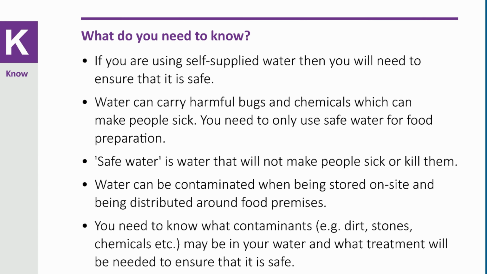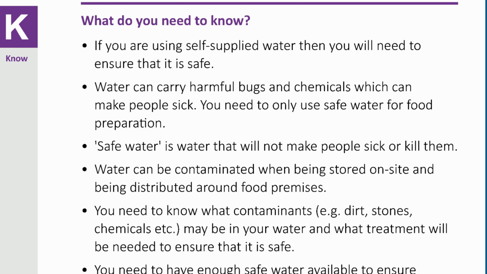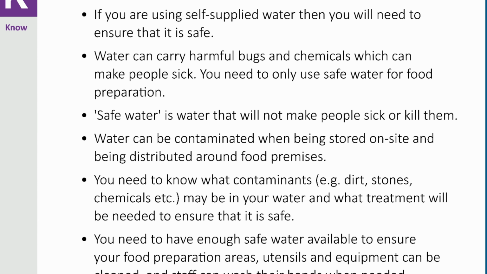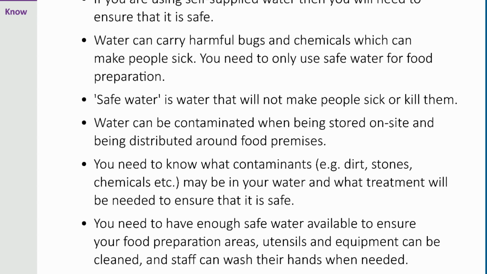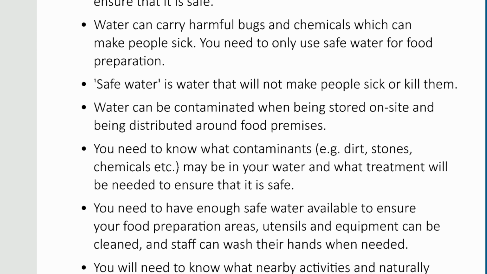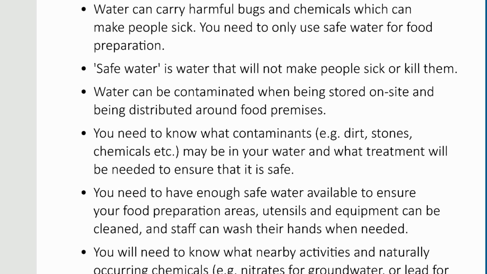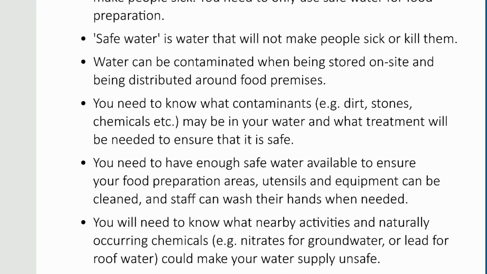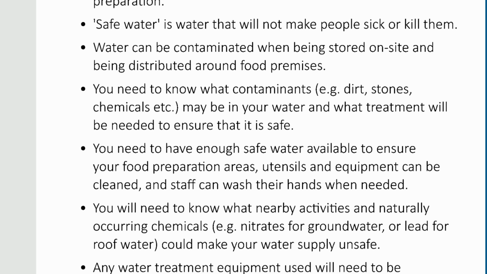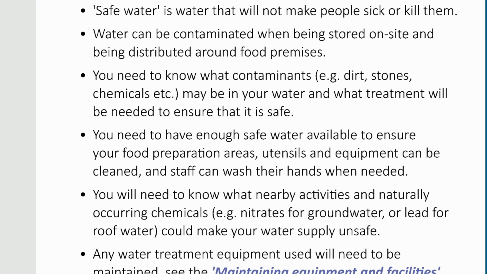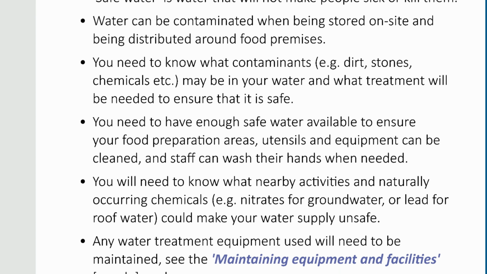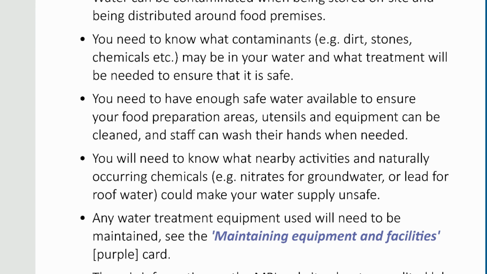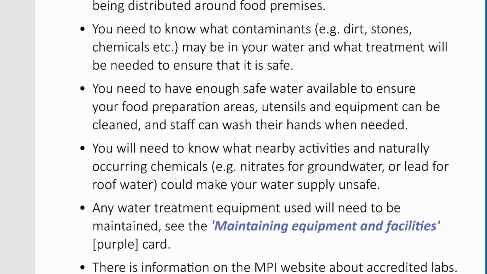You need to know what contaminants, for example, dirt, stones, chemicals and so on, may be in your water, and what treatment will be needed to ensure that it is safe. You need to have enough safe water available to ensure your food preparation areas, utensils and equipment can be cleaned, and staff can wash their hands when needed. You will need to know what nearby activities and naturally occurring chemicals, such as nitrates for groundwater, or lead for roof water, could make your water supply unsafe.